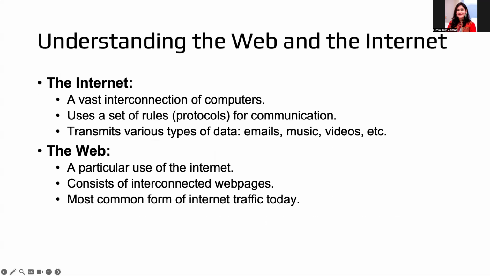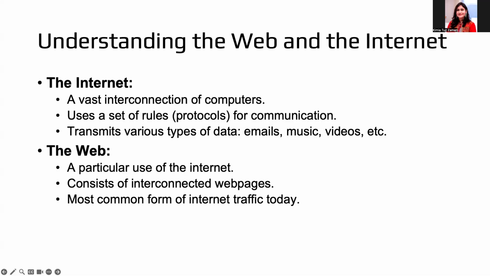People often use the terms internet and web interchangeably, but they actually mean different things. The internet is a global network that connects millions of computers. It acts as the infrastructure or backbone for digital communication, using protocols or sets of rules that allow devices to send, receive, and understand data. It carries all kinds of information, including emails, files, music, videos, games, and messaging.